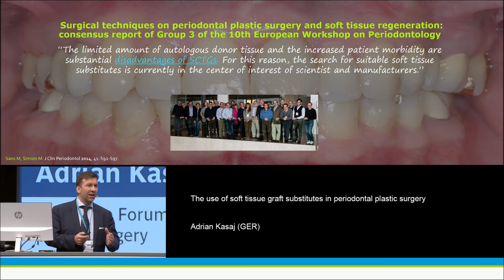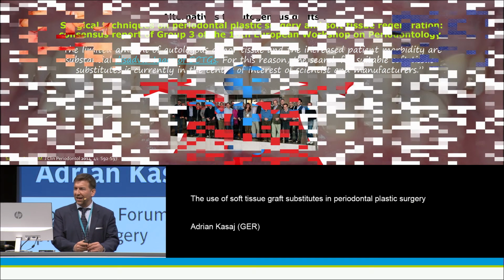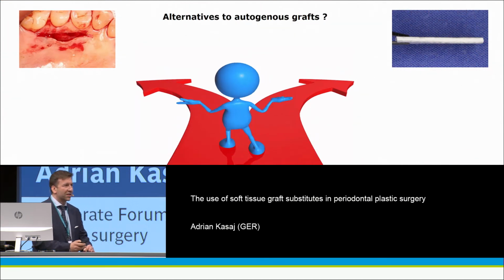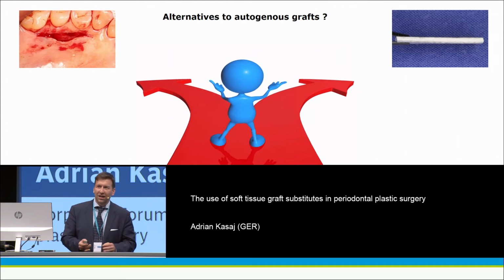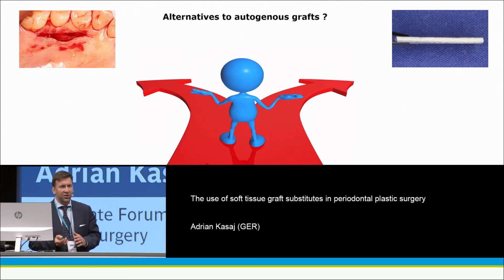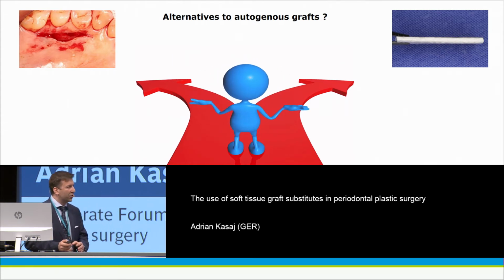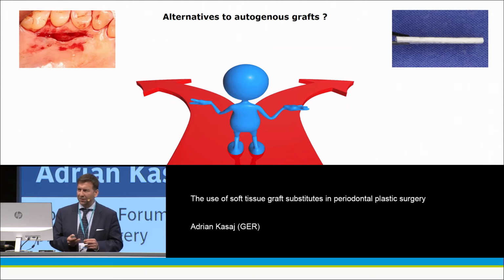So we are looking for some possible alternatives to the autogenous grafts. And the question is, okay, what are these alternatives? So can we go for these soft tissue substitutes in the future? Do we still need these autogenous grafts?